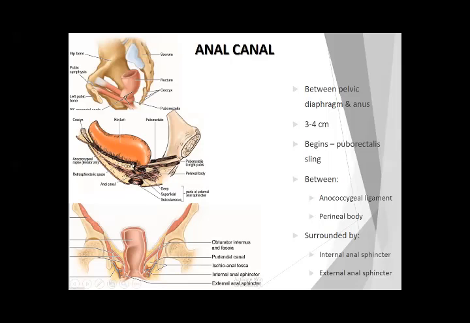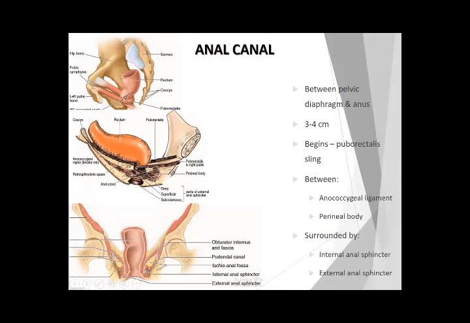Now, it begins where the dilated part of the rectum, called the ampulla, suddenly tapers down to this narrow structure. That is the point where the puborectalis sling is. This puborectalis is simply part of the levator ani. Remember, the puborectalis sling surrounds the junction of the ampulla of the rectum and the anal canal. It makes a 90 degrees angle. The rectum makes a 90 degrees angle with the anal canal. This is due to the pull of the puborectalis. This is the site where the rectum ends and the anal canal starts.